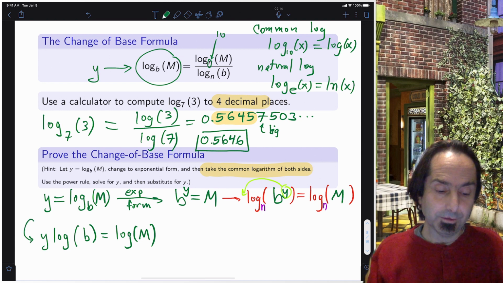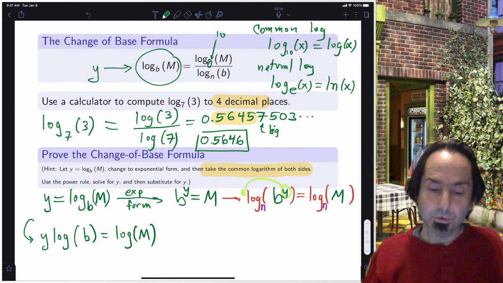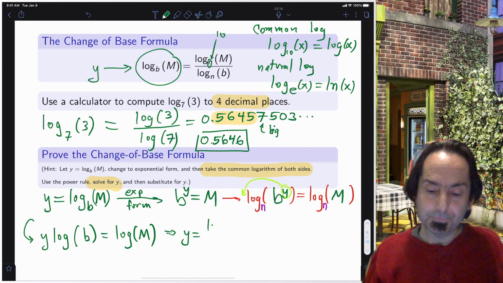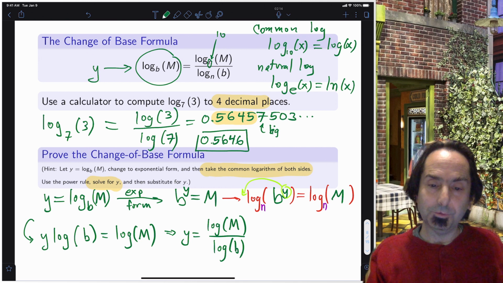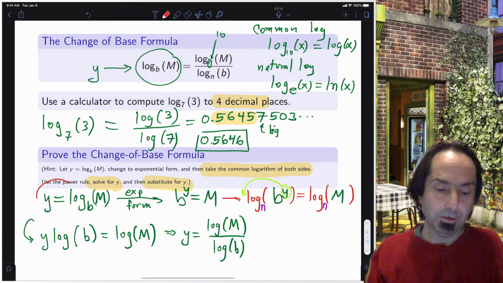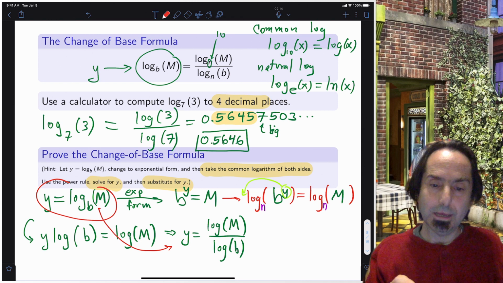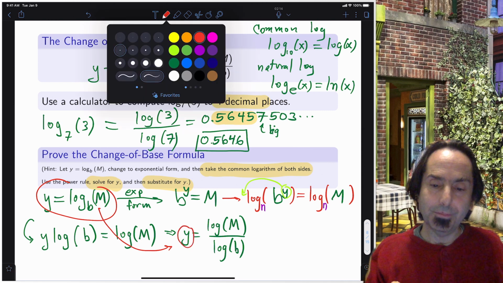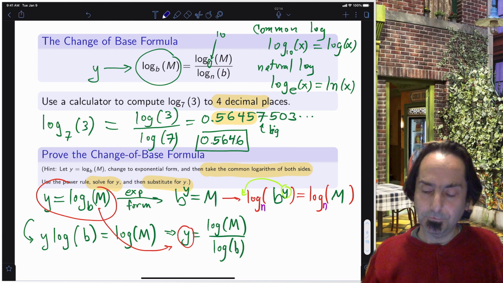So we get this, and now we want to solve for y. That means that y equals log of m over log of b. And finally, substitute for y. Do you remember what y was? Here's y. We'll bring that in and substitute right there. And that means that the final form is this equals log base b of m.